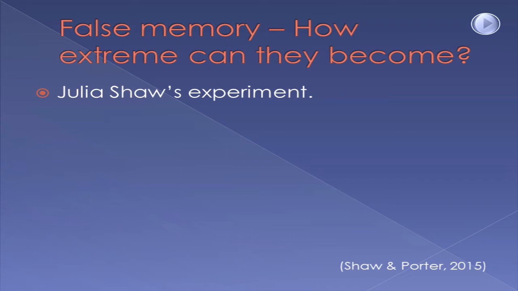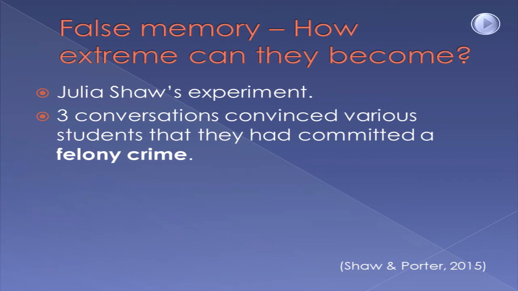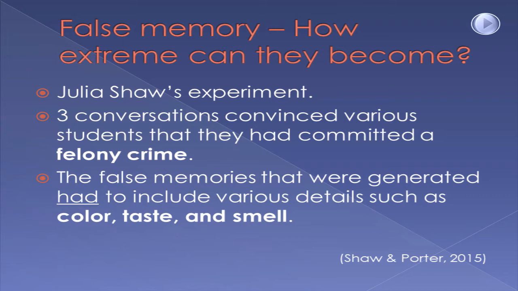The goal of Dr. Shaw's experiment was to see if she could plant false memories in various psychology students. Over 3 conversations, she would take steps by using advanced cognitive methods to convince students they had committed a felony crime. Now, Dr. Shaw wanted these memories to meet certain standards. She wanted to make sure that they produced a memory that had various details, such as the color of a shirt or a piece of clothing, the color of something in their memory, a taste, a smell, a detail that was more specific than what she was trying to plant in their mind.